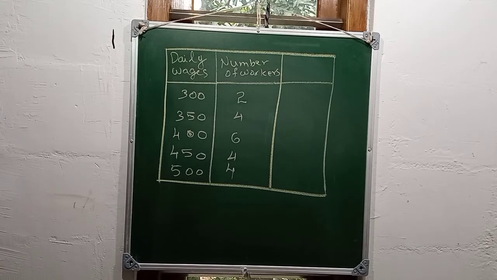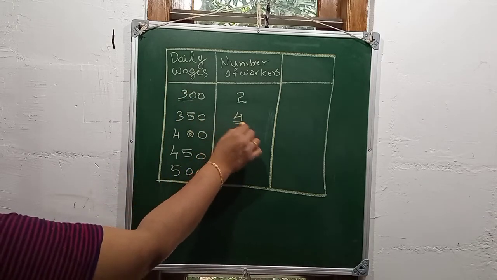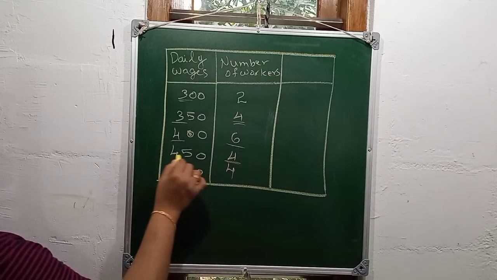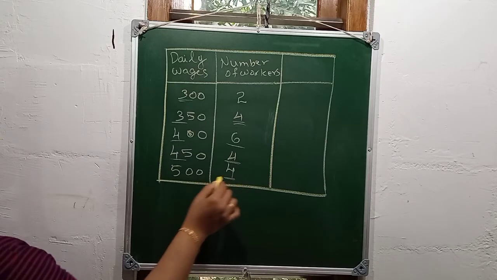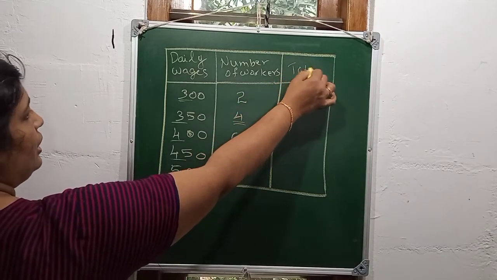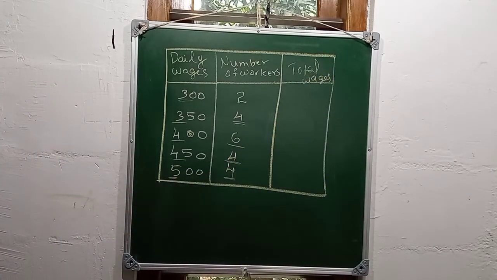Then what do we mean by that? That means 2 workers got 300 rupees daily wage, 4 workers got 350 rupees, 6 workers got 400 rupees, 4 workers got 450 rupees and again 4 workers got 500 rupees. And we need to find out the average daily wage of these workers. For that we need an extra column. The heading of that column is total wages.